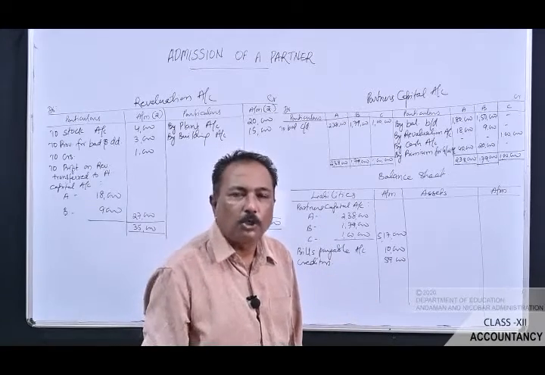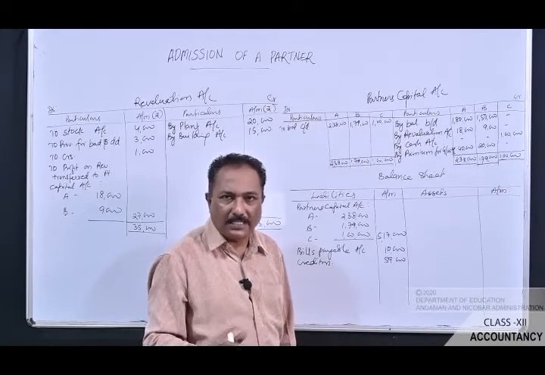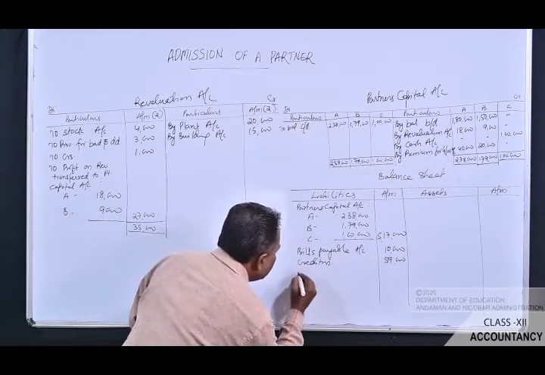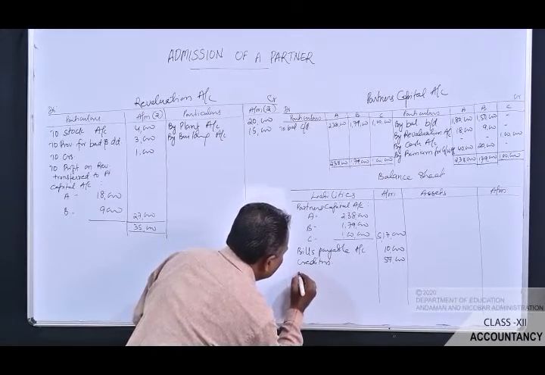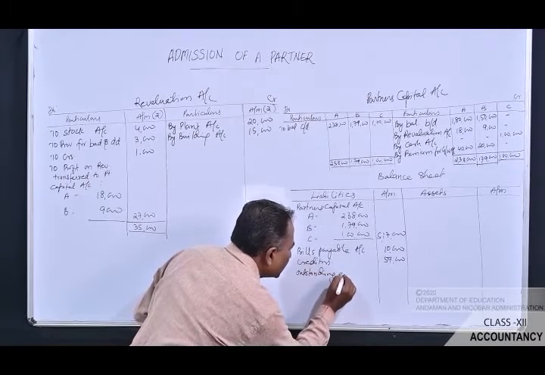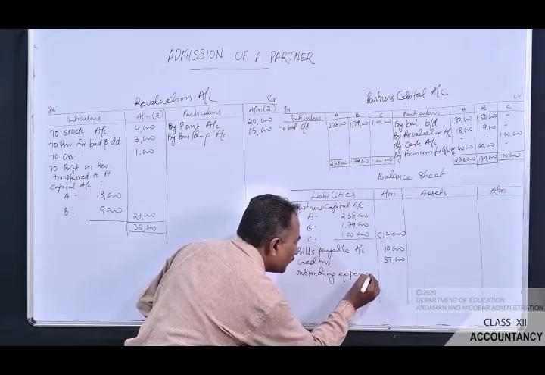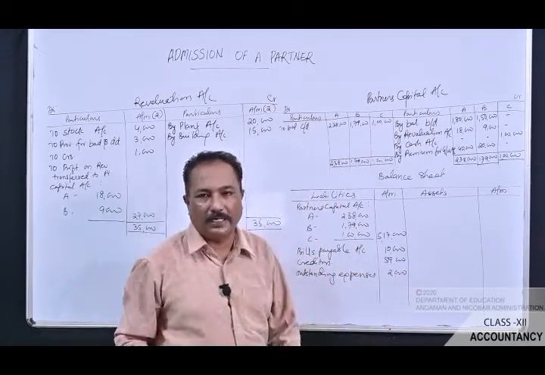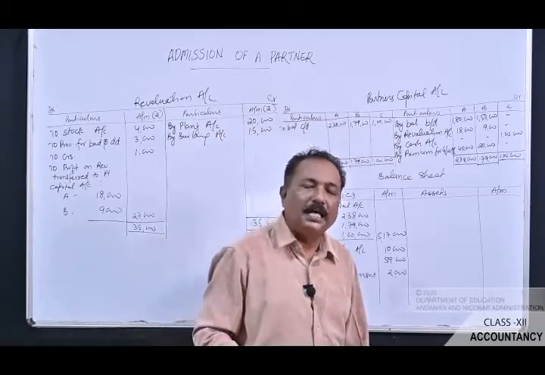Now let's pass on to the next item given in the old balance sheet, and that is the outstanding expenses. The outstanding expenses was rupees 2,000. Outstanding expenses is rupees 2,000 that we have recorded here. Now let's pass on to the asset side.